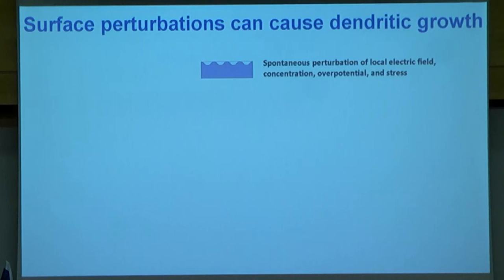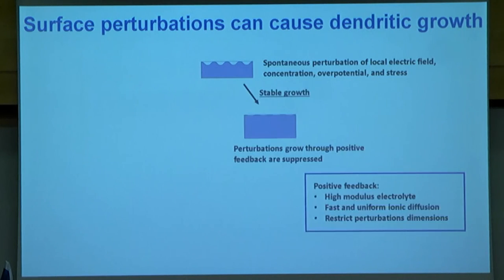So why do we have dendrites? This is really, in a nutshell. So we usually have a surface, you have perturbation of local electric field, concentration, overpotential, stress, like a linear stability analysis, like you have this wave, but you always have something, right? Most of the time the surface itself is not so flat when we use copper or something like that. But even if you don't have it, those fluctuations will happen. So usually ions prefer to go to this local electric field or overpotential area. And what you get, they start to grow.